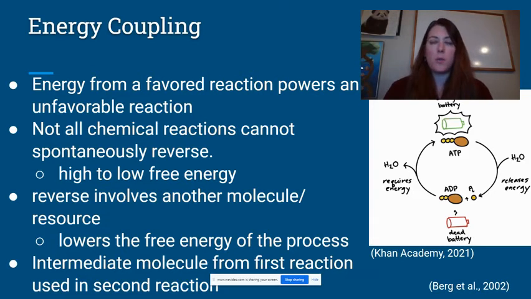It is important to note that this is only true of the overall reaction energy change, delta G is negative. Each reaction in a coupled process can be endergonic or exergonic.